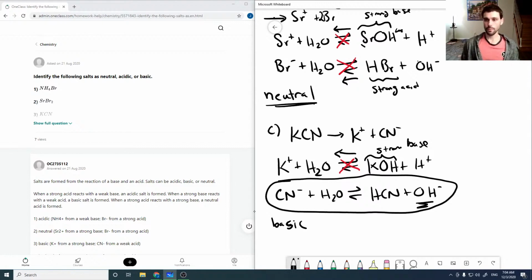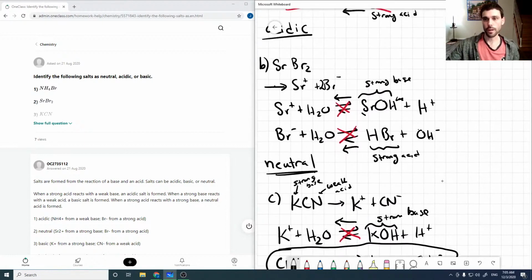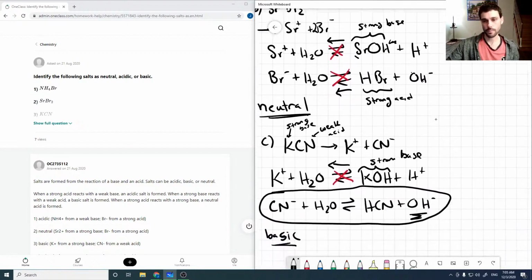And so this is from a strong base. This is from a weak acid. And so the salt is basic. In the question before, I didn't mention it, but they were both from strong acid and strong base, so it comes out to be neutral.